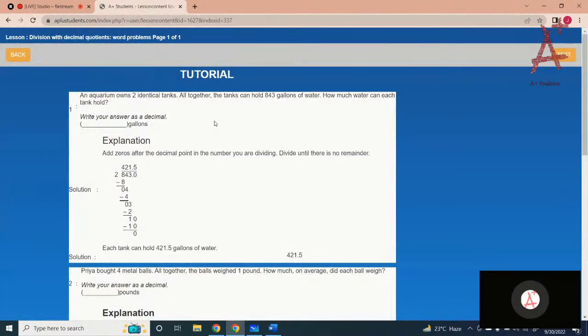Let me read the question, just listen to me carefully. An aquarium owns two identical tanks. All together, the tanks can hold 843 gallons of water. How much water can each tank hold? Got it? So you have to divide 843 by 2. Write your answer as a decimal.